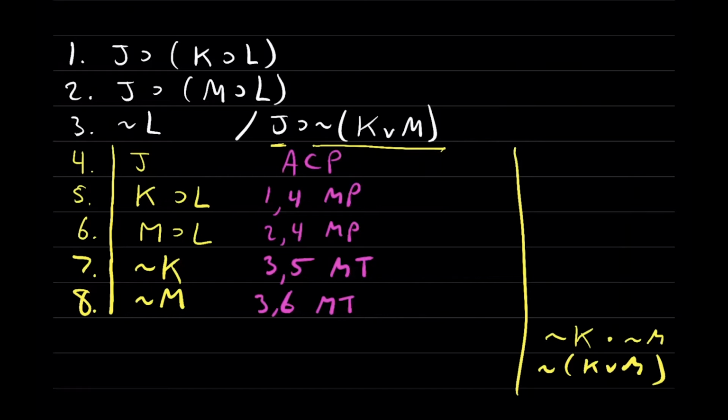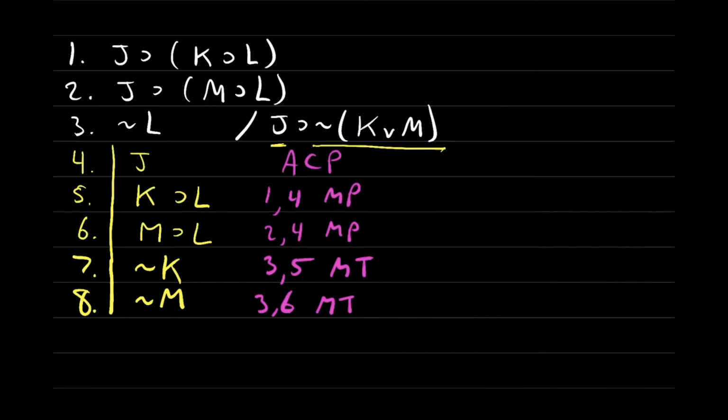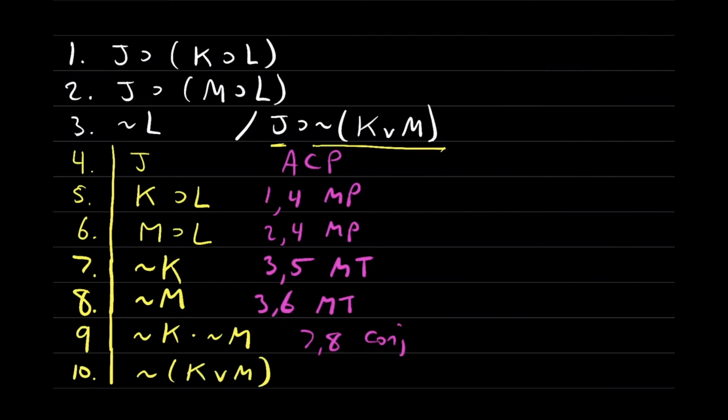So with that in mind, I'm going to erase this here. I'm going to conjoin not K and not M together. And that's going to follow from lines 7 and 8 by conjunction. Okay, still continuing our vertical line. By De Morgan's rule, we said that's equivalent to it's not the case that K or M, which is what we're looking for. That's the consequent of the conditional that makes up the conclusion. So this is going to be line 9 by De Morgan's rule, DM.